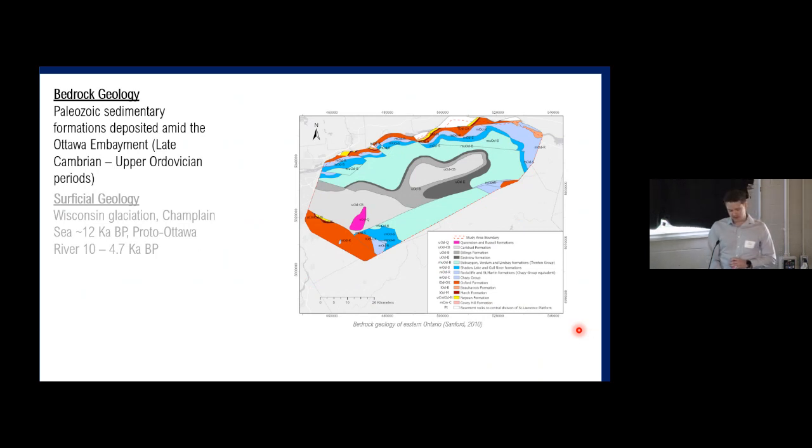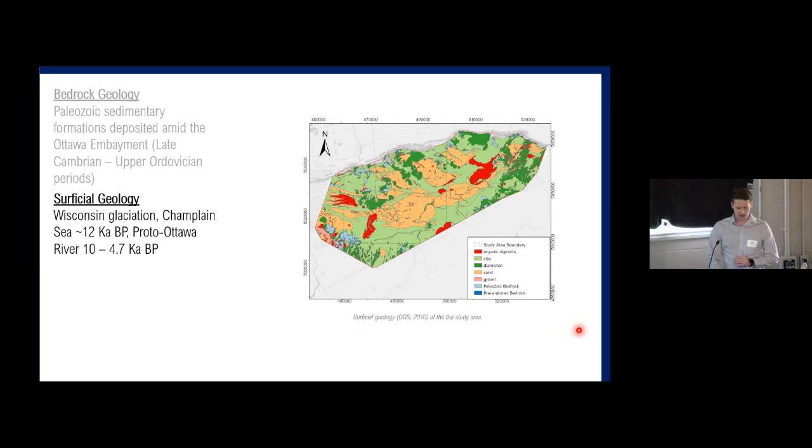So why is Eastern Ontario so weird? Well, we've got a lot of carbonate and shale units. However, there's a lot of complex issues with faulting and things that have taken place during the breakup of North America and the opening of the Atlantic Ocean. So there's a lot of faulting within the Ottawa Valley, and a lot of the bedrock in the area is primarily Paleozoic sedimentary units, as well as some shale units as well. Our surficial geology is quite complex in the area as well. You can see effects of the Wisconsin glaciation, the incursion of the Champlain Sea, and then a lot of reworking of those sediments from the massive Proto-Ottawa River between about 10,000 and 4.7 thousand years ago.